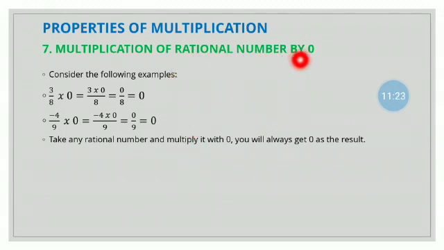Multiplication of a rational number by 0. Consider the following example. 3 upon 8 into 0, which equals 3 into 0 upon 8. So 0 upon 8 is always 0. The next example, minus 4 upon 9 into 0, which comes to be minus 4 into 0 upon 9, which is 0 upon 9, which equals 0. So 0 upon any number is always 0. Take any rational number and multiply it with 0. You will always get 0 as the result. So this property is known as multiplication of a rational number by 0.